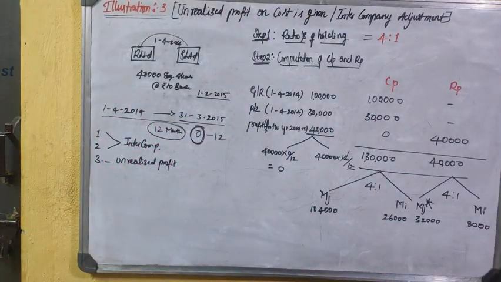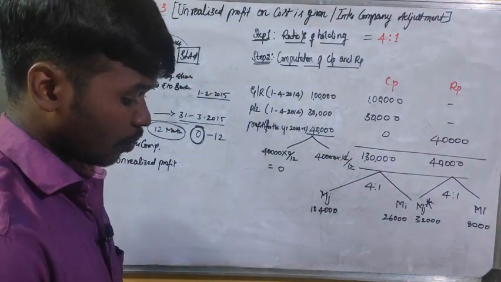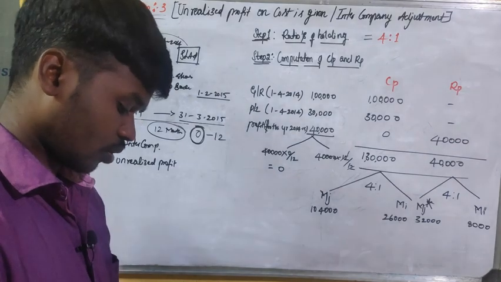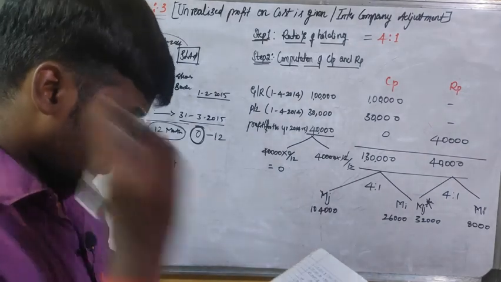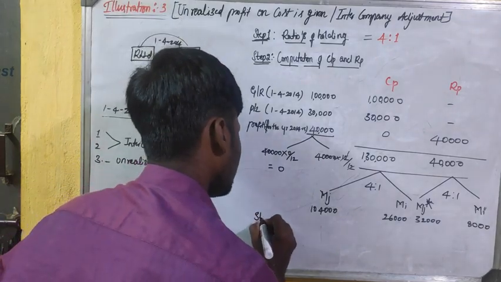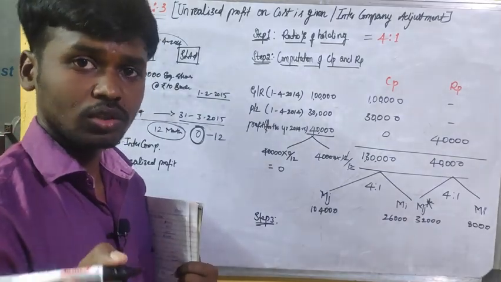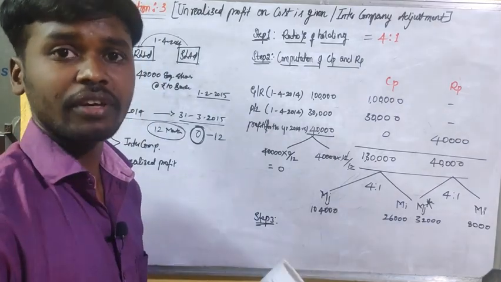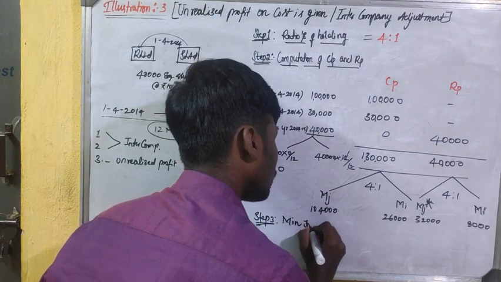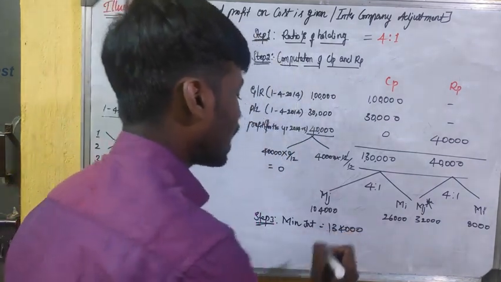So next step, that is minority interest calculation. Okay, so calculate the minority interest yourself. So step 3. Okay, so you will get the minority interest calculation. If you have any doubt, post your query on YouTube, and I will clarify the doubt. So third step, computation of minority interest. So minority interest you will get 1,34,000.